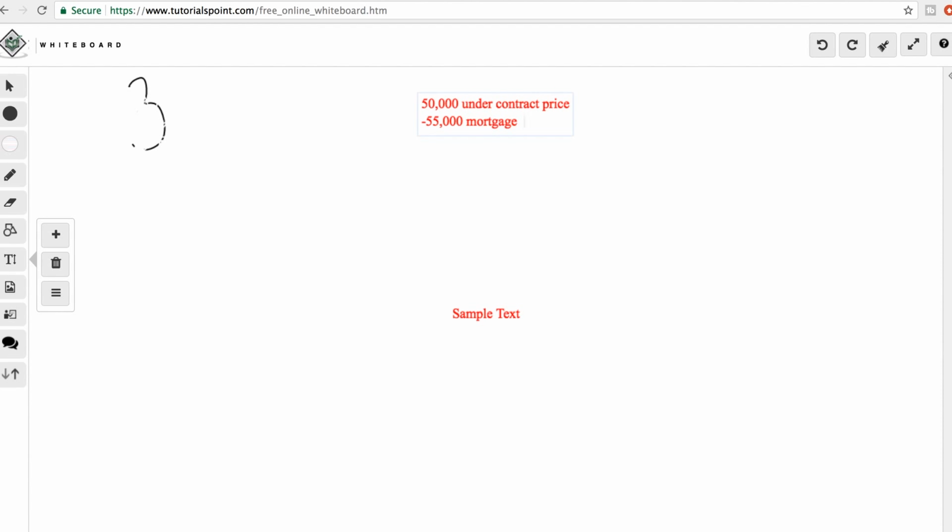Yes or no? Yes, if she's willing to come out of pocket 5,000 in order to get the deal closed. She would have to come out of pocket because she owes more than what you have it under contract for. Does that make sense? So in this case, she owes more than the contract price.